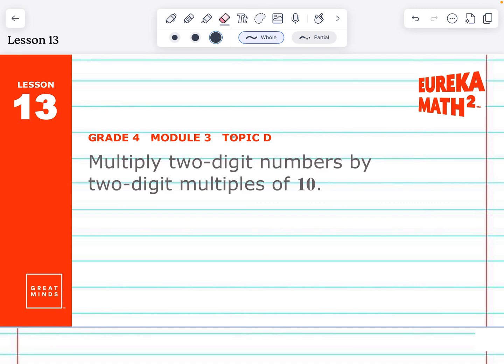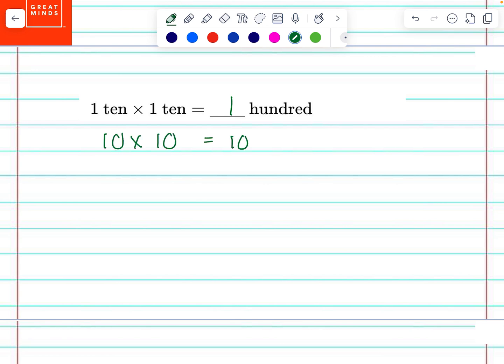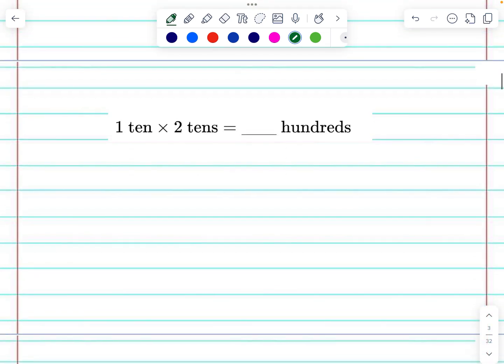Lesson 13. Let's start this on your paper or whiteboard or whatever you're going to do it on. Just quick review. 1 ten times 1 ten is 100, because that is 10 times 10, and that is 100. Okay?